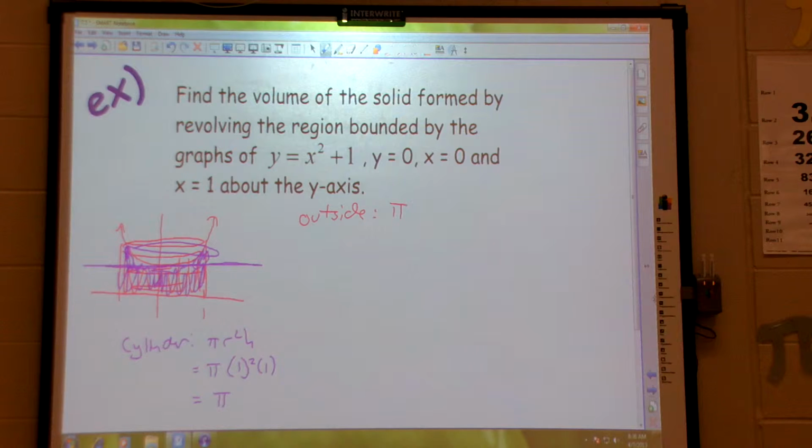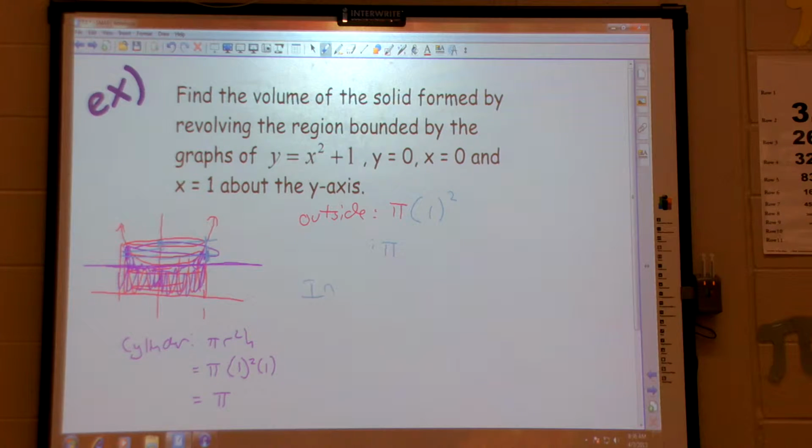So when I do the top, outside, pi, now my radius to the outside, think about it, the radius to the outside is what? Isn't it constant? Does anyone see that it's just that line, 1? So it's going to be pi.